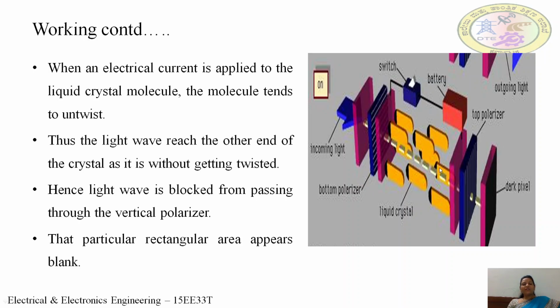And light waves cannot pass through the vertical polarizer, they get blocked. So that particular area of the display becomes dark.